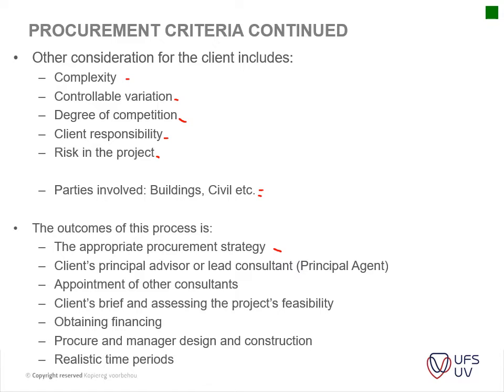Are we going to use this traditional method of procurement? Are we going to use the JBCC contract? Are we going to use the GCC, etc.? Then your client's principal advisor or lead consultant. Who is going to be your lead consultant? If you're working on a building project, you will usually use an architect as your principal agent, or a QS, or someone that's proficient in buildings. If you're working on a civil project, then you will usually use an engineer as your principal agent or your engineer on the project.